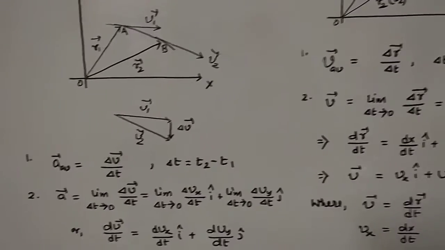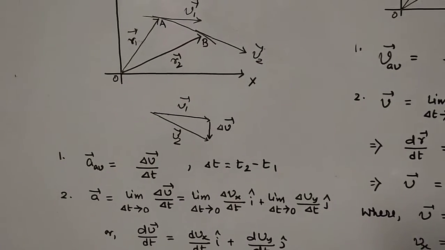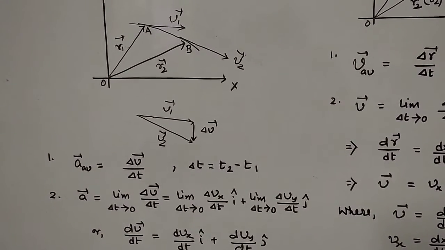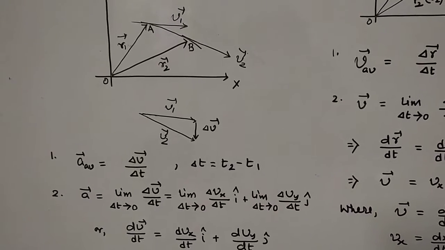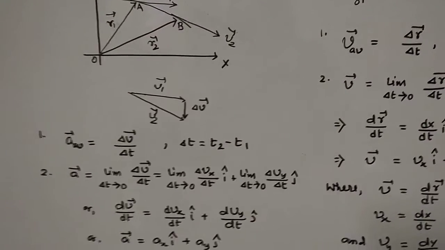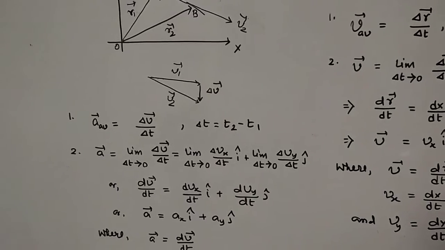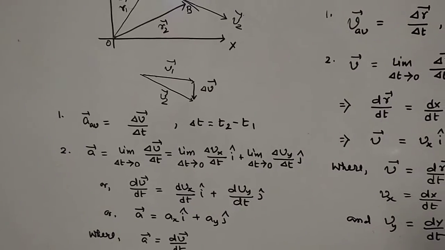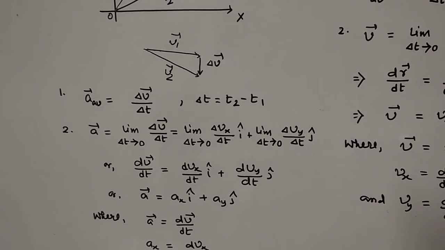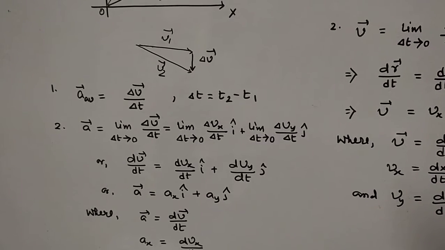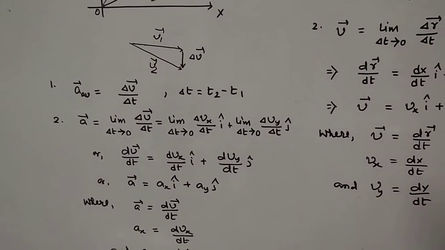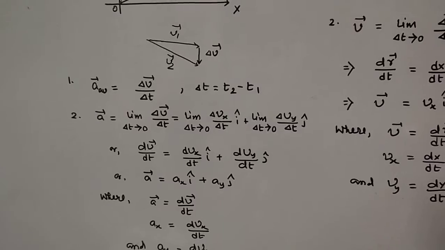Now instantaneous acceleration you will get, just like instantaneous velocity, by limit delta t tends to 0, delta v vector by delta t. It has these components again along the x-axis and y-axis: delta vx is the component along the x-axis, i cap, and delta vy is the component along the y-axis, that is j cap. Now if you apply the formula, it is your dv vector/dt, that is dvx/dt i cap plus dvy/dt j cap. So dv/dt is your a vector, that is the instantaneous acceleration, where ax is the instantaneous acceleration along the x-axis, and ay is the instantaneous acceleration along the y-axis, that is j cap.